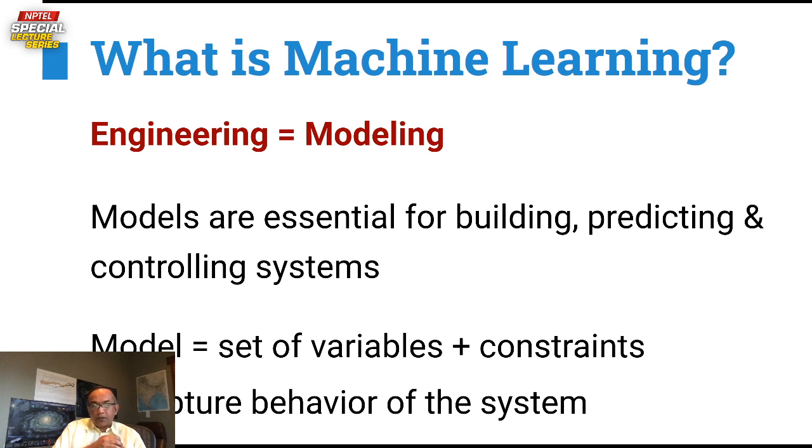The core of machine learning, if we look at it from an engineering perspective: the task of engineering at some level can be seen as that of building models. Models are absolutely essential for building, predicting, and controlling systems. What is a model? It's a set of variables that describe your situation and some set of constraints. And these two things together capture the behavior of the system. The model could be about how a turbine works, how a chemical process runs, or economic systems. These are all different kinds of models.